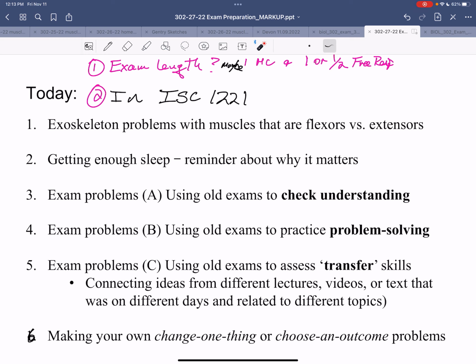During the day I went through exoskeleton problems with muscles that are flexors or extensors. I hadn't talked that much about exoskeletons before, and some people had questions about it.